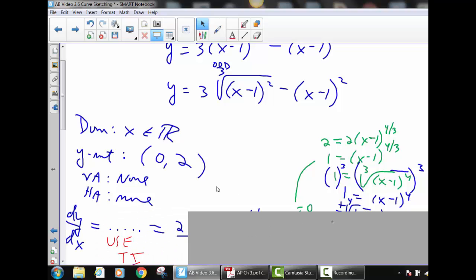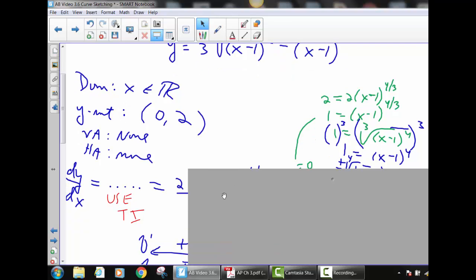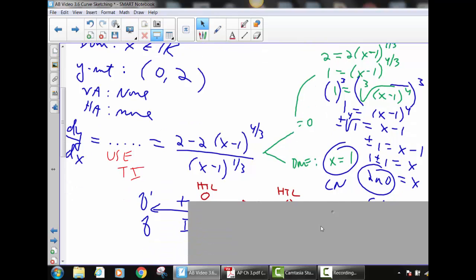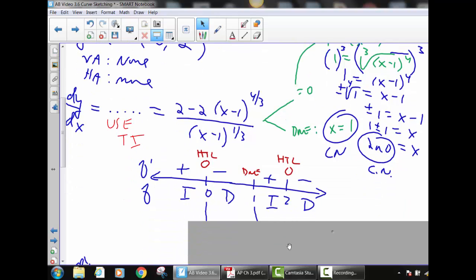For the derivative, again, this is very ugly. I would use your calculator. You find out it equals this, and it will equal 0 when x equals 0 or 2. It's not going to exist when x equals 1. Of course, domain's all real numbers, so we have 3 critical numbers and no vertical asymptote. So we have the critical numbers 1, 2, and 0.